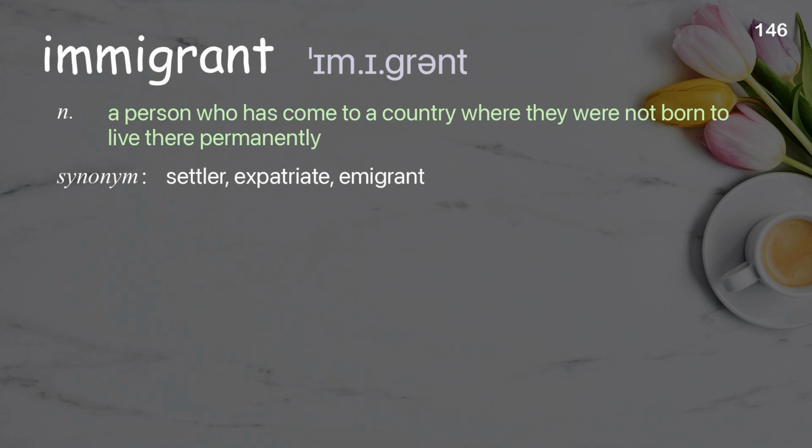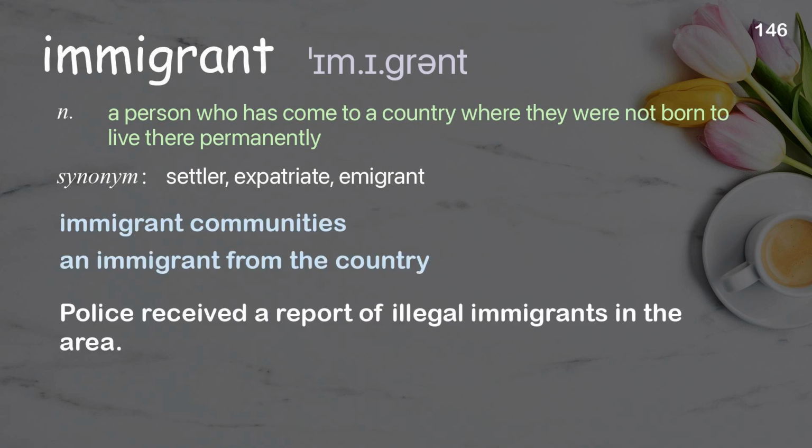Immigrant: A person who has come to a country where they were not born to live there permanently. Examples: Immigrant communities. An immigrant from the country. Police received a report of illegal immigrants in the area.